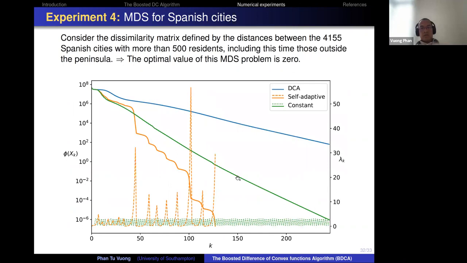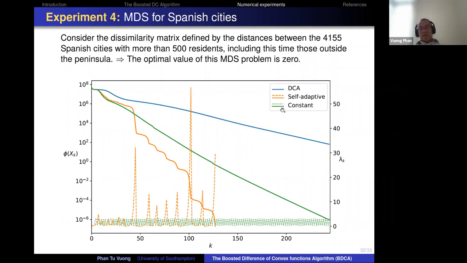In the last figure, I just show here the behavior of the trial step size. The green one is if we use the constant trial step size, with the objective value on the vertical axis on the left, and the orange one is if we use the self-adaptive step size. So you see that there are some peaks here, which means that the self-adaptive step size can be increased very aggressively. For example, here it can be up to 50, and 30, and so on.